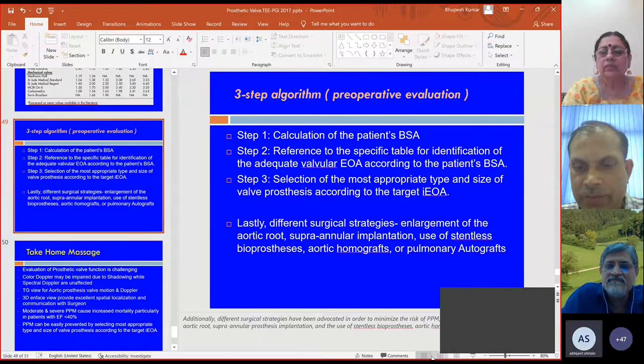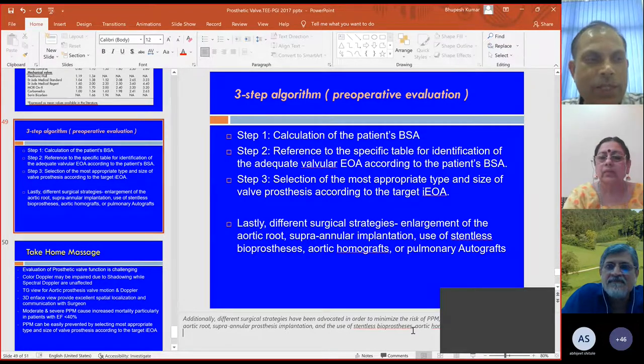Sir, good morning, sir. Dr. Vijit here. Sir, in 3D, it's very easy to locate the paraprosthetic leak in the mitral valve. If you do a Z rotate, that means the surgeon's view, then the location is as if you are looking through the LA, and you can see the position of the leak or the site of the paraprosthetic leak. Can you comment on it?